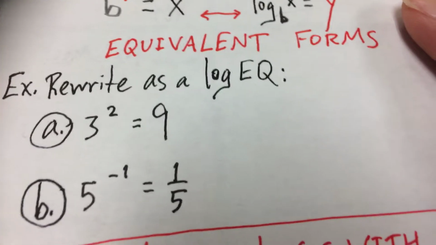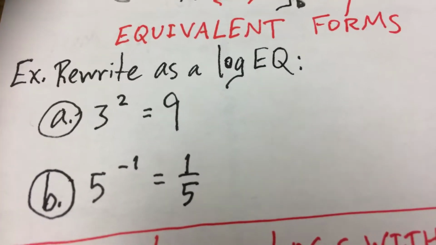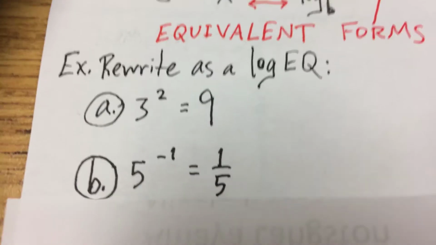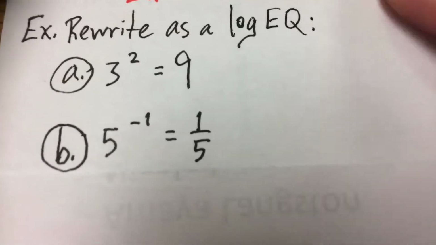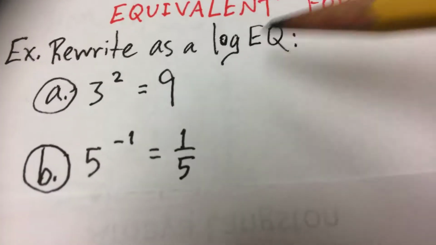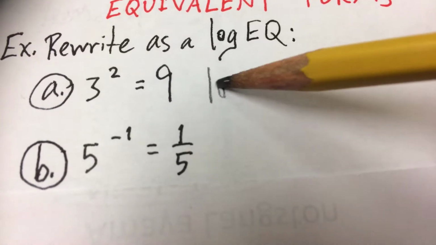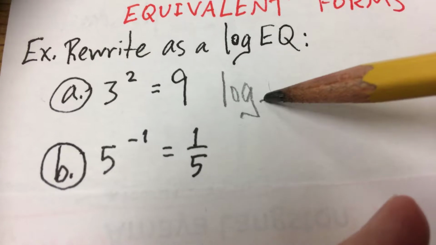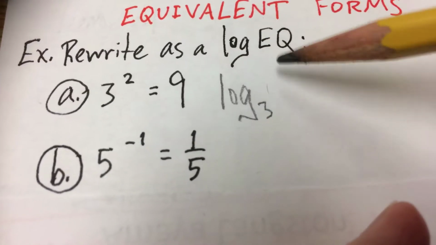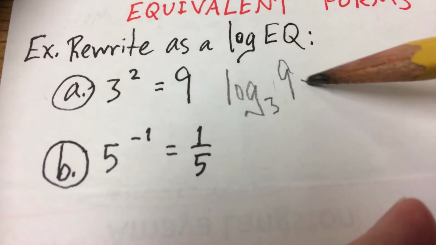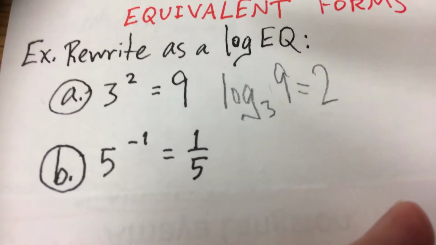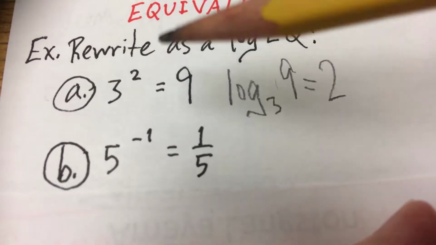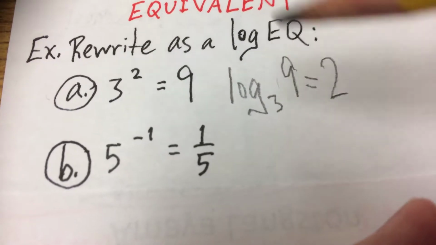Now we're going to do a couple examples here. This would be rewriting exponential equations as log equations. If we have 3 squared equals 9, we would write log, the base would be the same as the base of the exponent, so log base 3 of 9 equals 2, because the power is always the answer to the log. The logarithm is always the exponent, that second power.